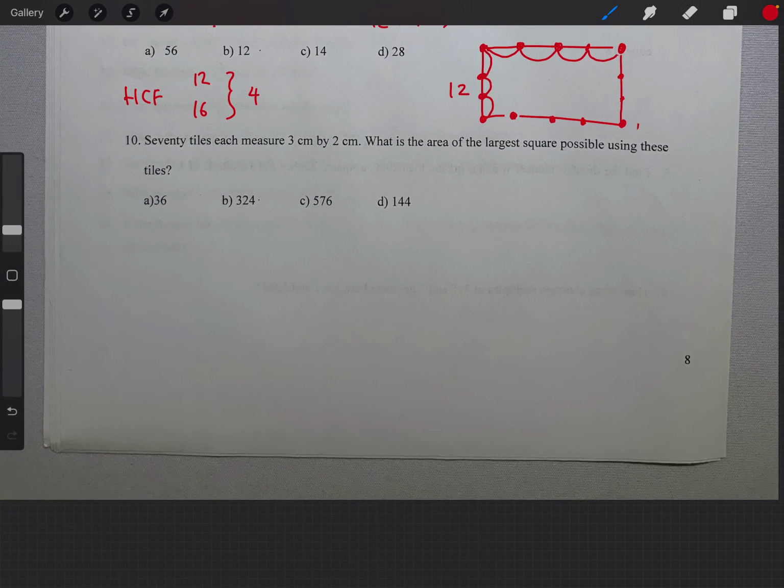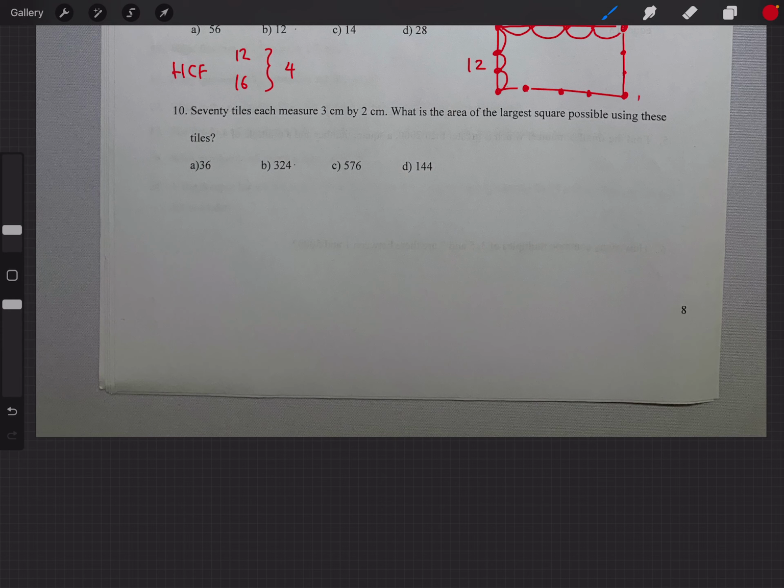Okay, moving on. 70 tiles, each measure 3 by 2. What is the area of the largest square possible using these tiles? 3 by 2. Okay, so here you got a rectangle. That's 3 by 2. Now it says, what's the area of the largest possible square using these tiles? So if you want to make a square, you got to look at 2 and 3, and what's the lowest common multiple? The lowest common multiple is 6.